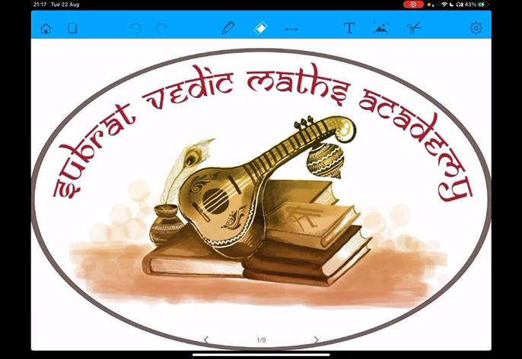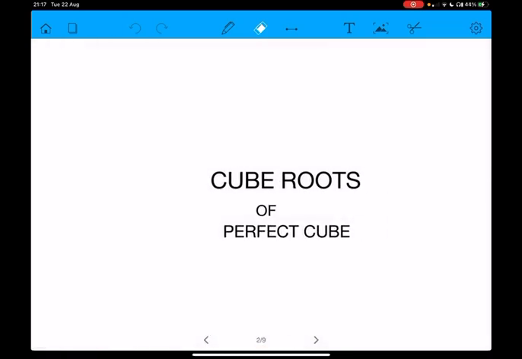In the last two classes, I spoke about the square of a number and how to find the square root of a number. Today I shall be dealing with a simple topic which is very easy to calculate though it looks big, and that is the cube root of a perfect cube.